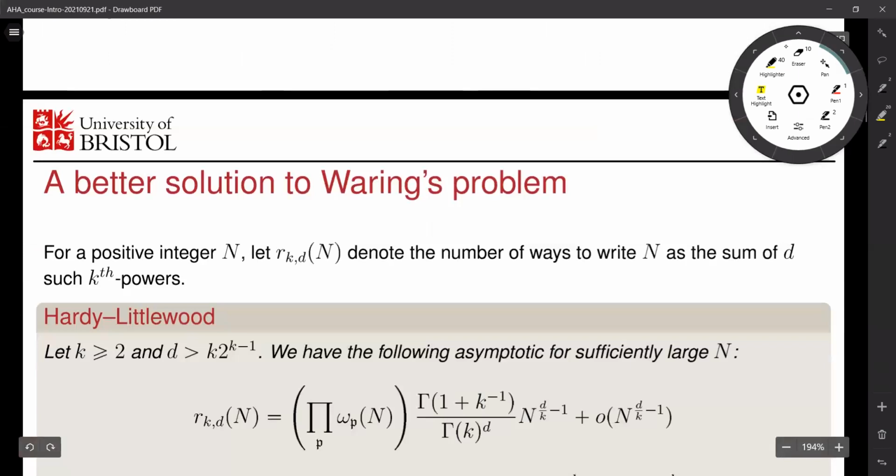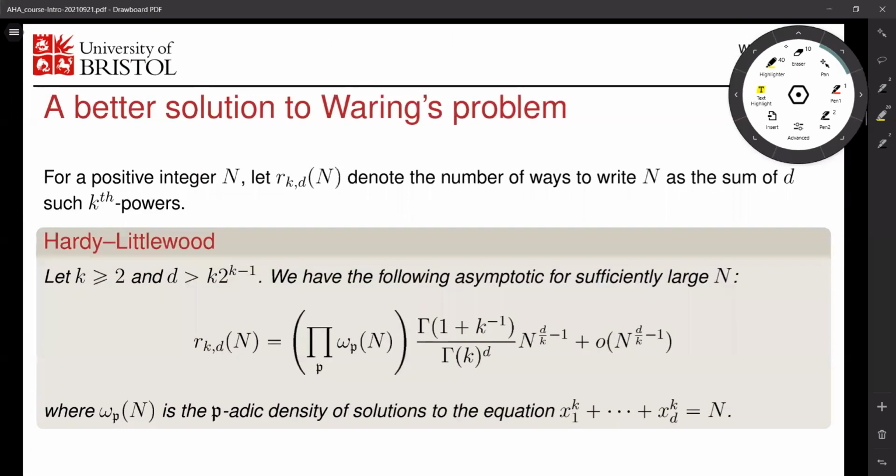So their result was roughly the following. If I take some degree k, and I want to tell myself, what's the number of ways I can write an integer n as a sum of d kth powers, that is d variables, then you have the following asymptotic.